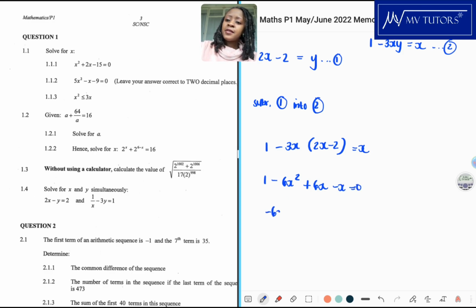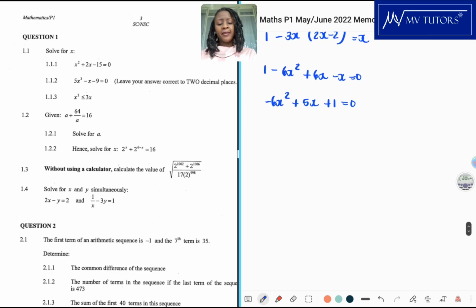So I have negative 6x squared plus 5x plus 1 is equal to 0. I'm just going to multiply by -1 throughout. Okay, you don't have to. I just like working with a positive x squared. Okay, so I have 6x squared minus 5x minus 1 is equal to 0.